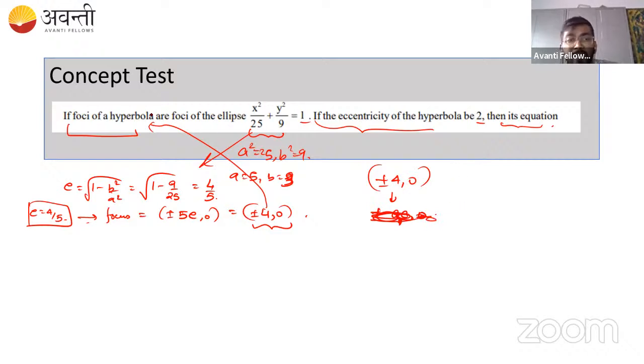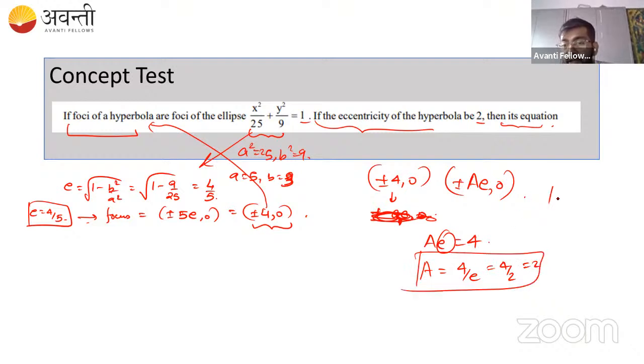Okay, we will write capital A for the hyperbola. So this will become capital AE, plus minus, comma 0. The value of capital AE is 4, and here e is given as 2. So capital A is 4 upon e, which is 4 by 2. So we get 2. Now we have to find capital B so that we can find the equation of the hyperbola.